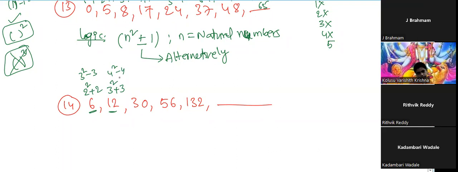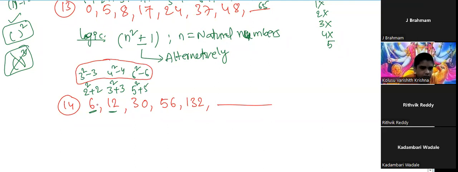Okay, maybe any one can happen. We'll see one more number. 5 square plus 5, that is 30, or 6 square minus 6, maybe 6 square plus 6 or 6 square minus 6. And if you observe, are these numbers following any pattern?